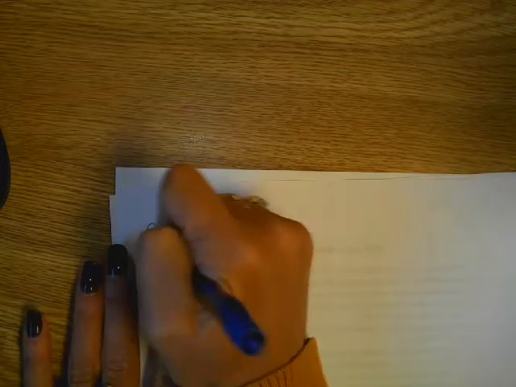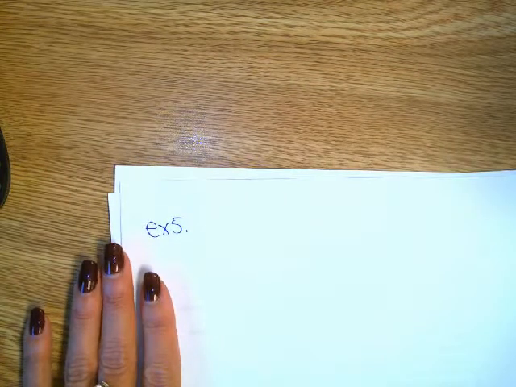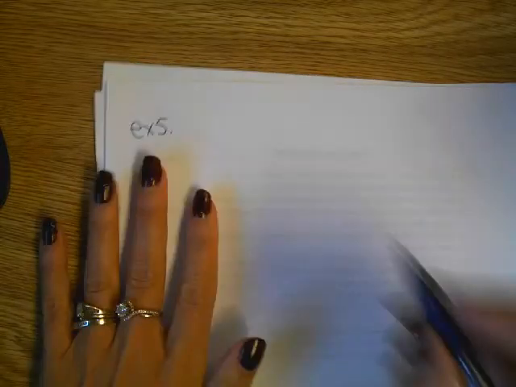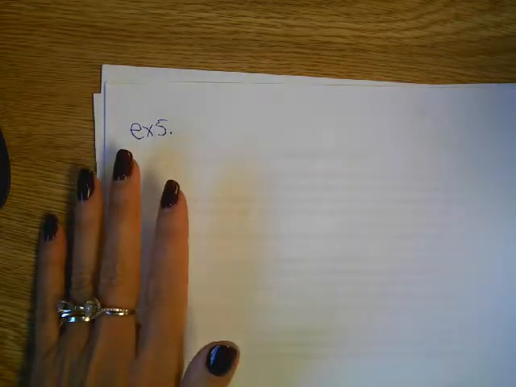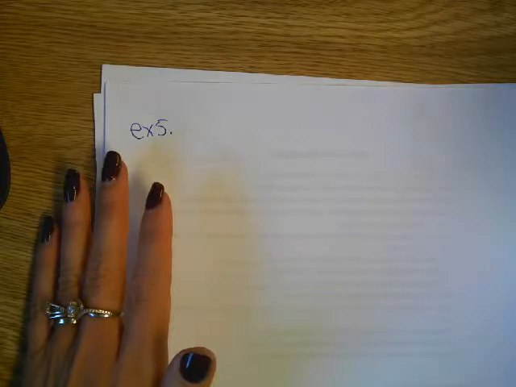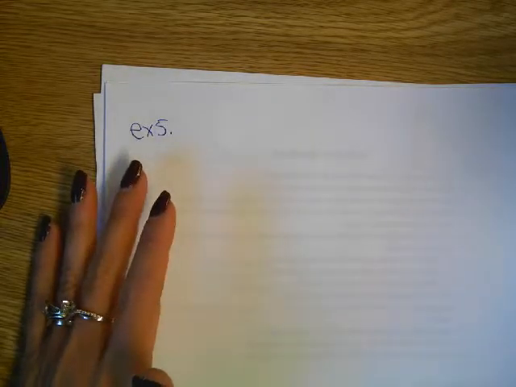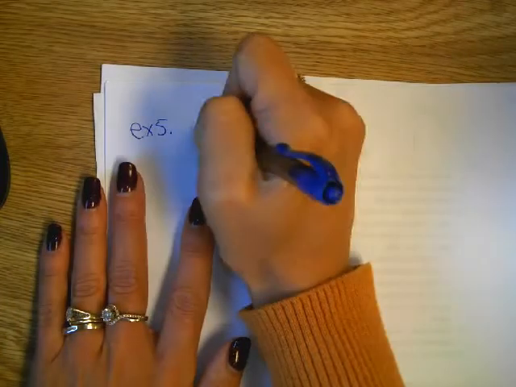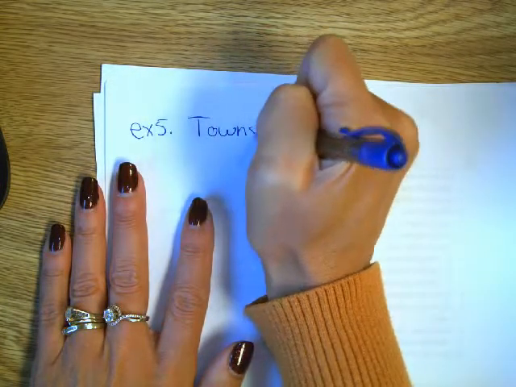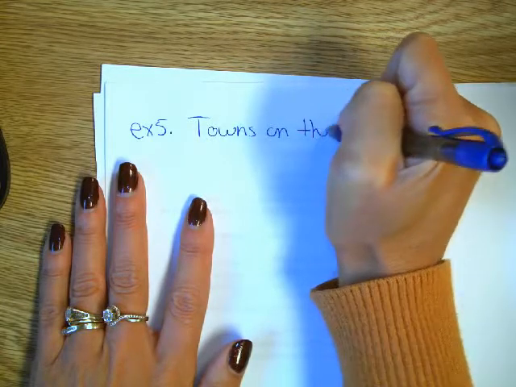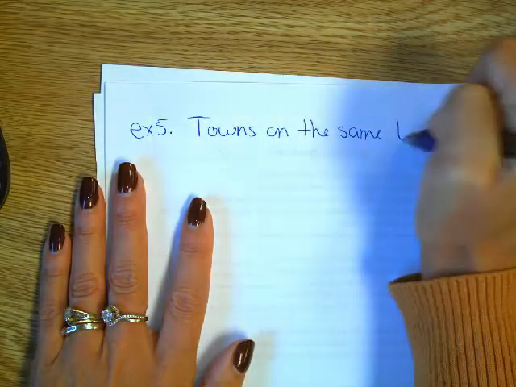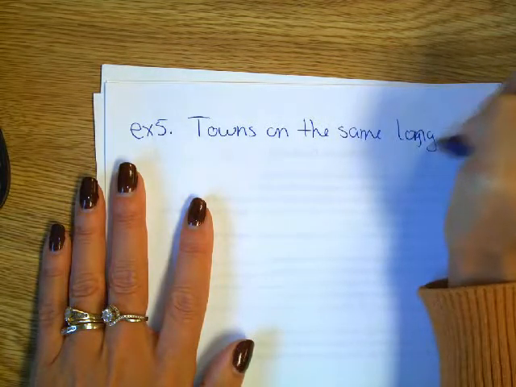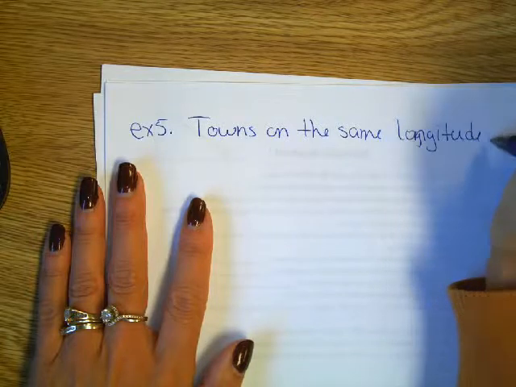Number 5. This problem involves towns on the same longitude line on our Earth. Longitudes run north and south. Okay? We can use this formula to find the distance between towns as long as they're on the same longitude line, because the cross-section of the Earth is approximately circular. So, this is problem, towns on the same longitude line.